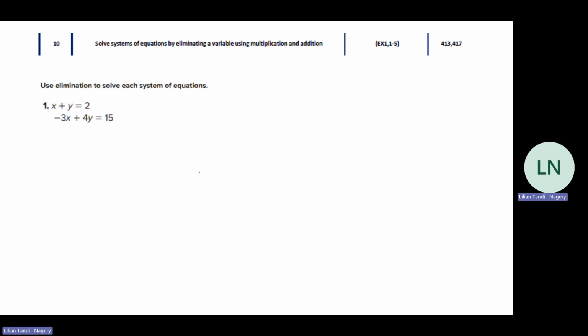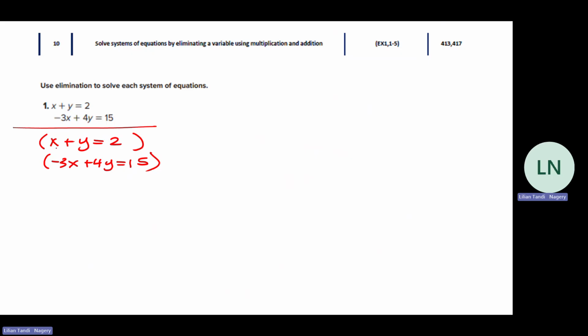Okay? Now, what do I notice here? I notice I don't have the same number. There's no letter that has the same number. So I will do parentheses. Let me rewrite it because I don't like this being closed. So I will write it here, parentheses, x plus y equals 2. And I will write here negative 3x plus 4y equals 15.